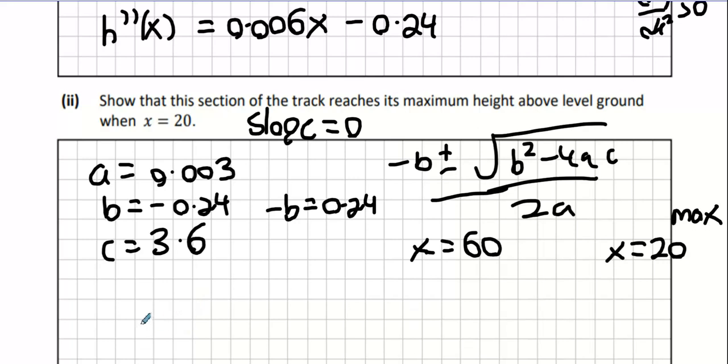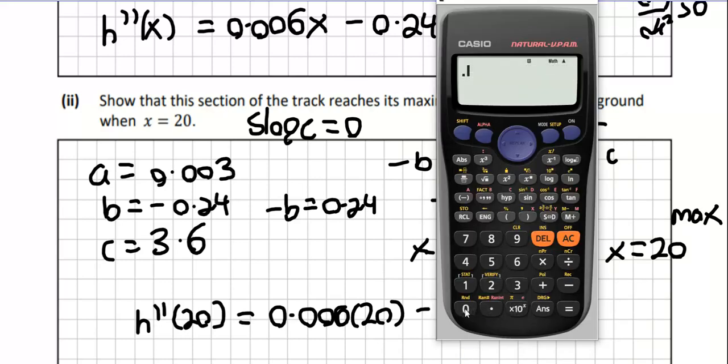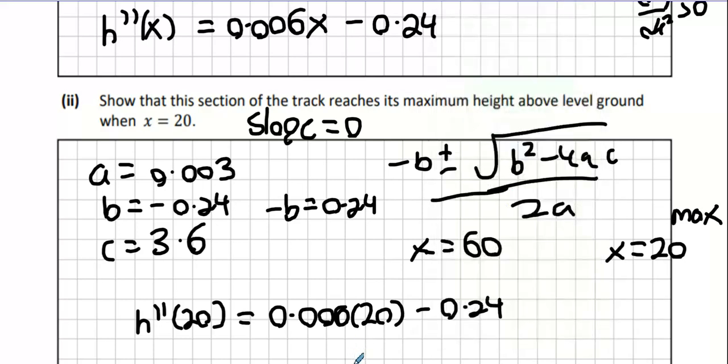So we're going to do second derivative, h double-prime of 20, is going to be 0.006 times 20 minus 0.24. Put that into the calculator, 0.006 times 20 minus 0.24. And lo and behold, it's a negative number. It's minus 23.88, which is less than 0, which means max.